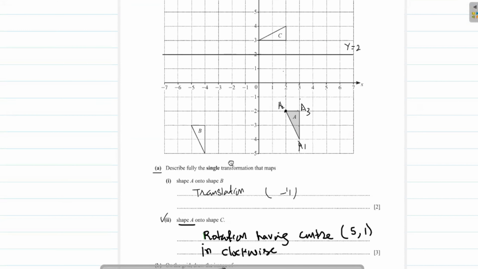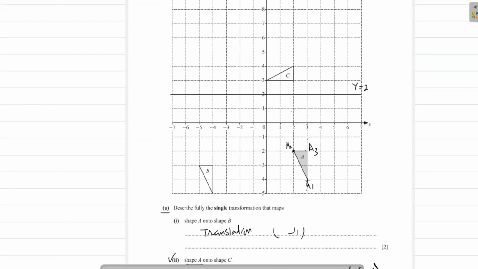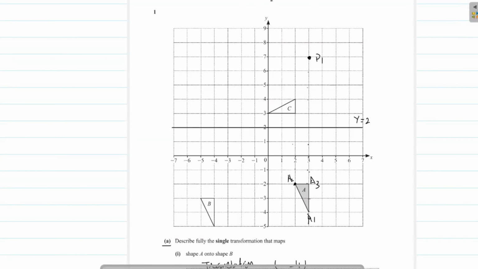We will draw the image of each point of this shape after reflection y equal to 2. Firstly, we mark the image point after reflection y equal to 2 of the object of the shape A, point A1. You see here A1 is 6 units away. You see here 1, 2, 3, 4, 5, 6. We will mark the point 6 units above, the image of object point A1 after reflection.